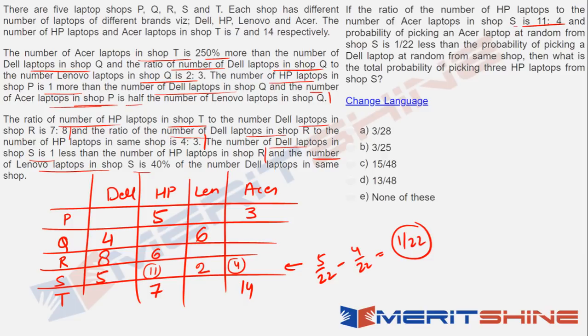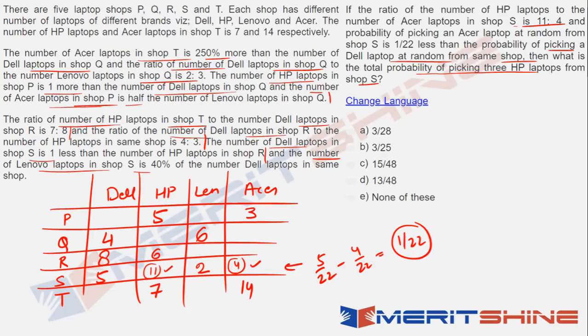So what you know is that HP actual number is 11 and Acer actual number is 4 here, just by observation, not doing anything here. So these are the numbers that are given over here. It says probability of picking a Dell laptop at random from the same shop. This is done. What is the total probability of picking 3 HP laptops from shop S?